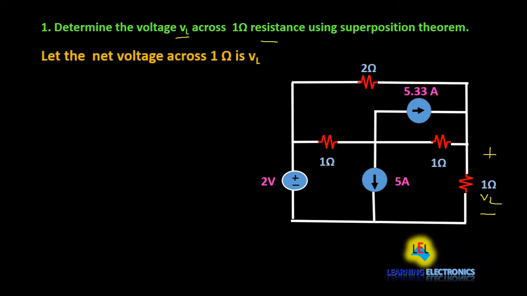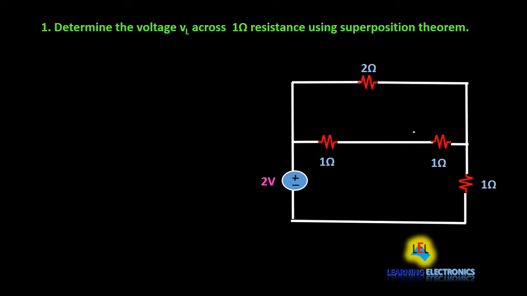In first case, we consider only 2 volt source. So let the net voltage across 1 ohm resistance is VL, and in the first case we are considering only 2 volt source acting alone. So other current sources will be deactivated, means they are replaced by open circuit like this. Now the circuit will look like this.